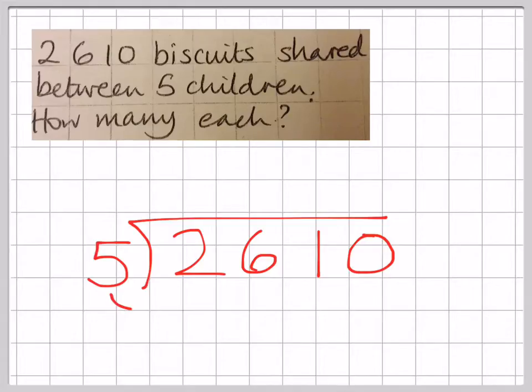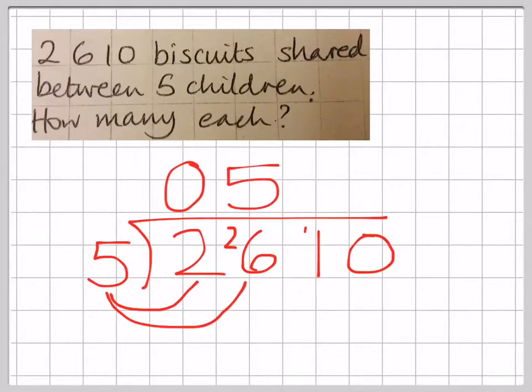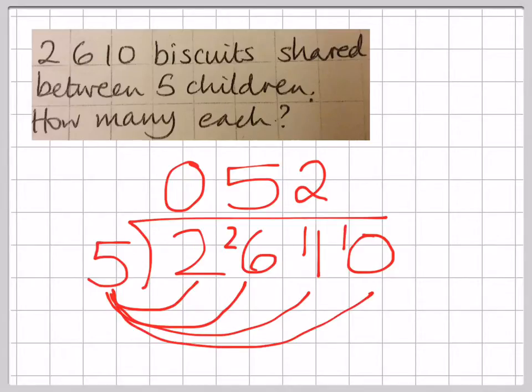Let's see. How many 5s are there in 2? There are none, so we carry that 2 forward. How many 5s in 26? Well, 5 5s would make 25, which means we've got 1 left over, which we carry forward. How many 5s are there in 11? Well, 2 5s make 10, and we've got 1 left over. And how many 5s are there in 10? It's a 2. So each child will have 522 biscuits and probably an enormous bellyache later.